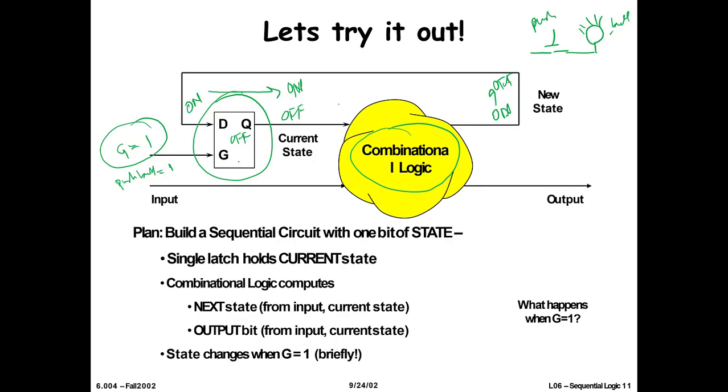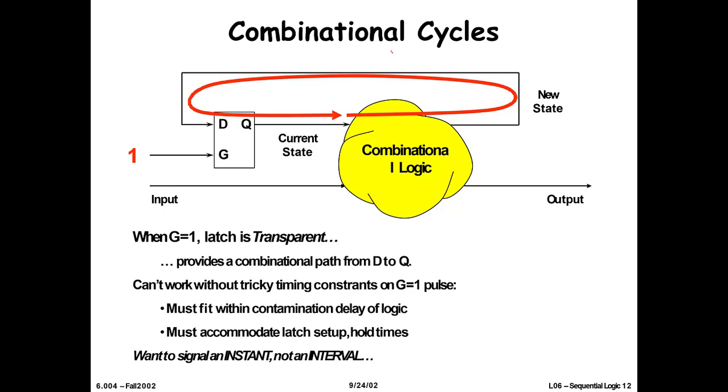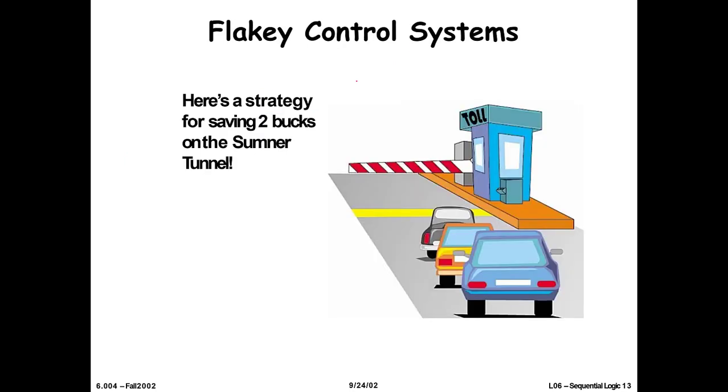We need to make G equal to 1 for accurately 1 cycle. If we make it 1 for more than 1 cycle, the latch will be open for a lot of cycles, and the bulb will change the state multiple times. Okay, so we have this kind of combinational cycle. Okay, so our problem is not solved.